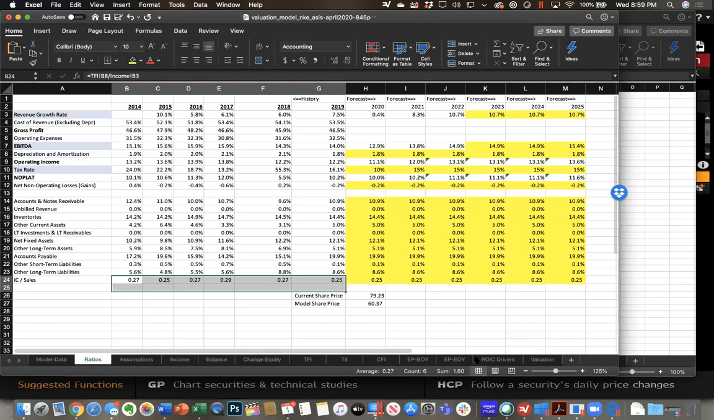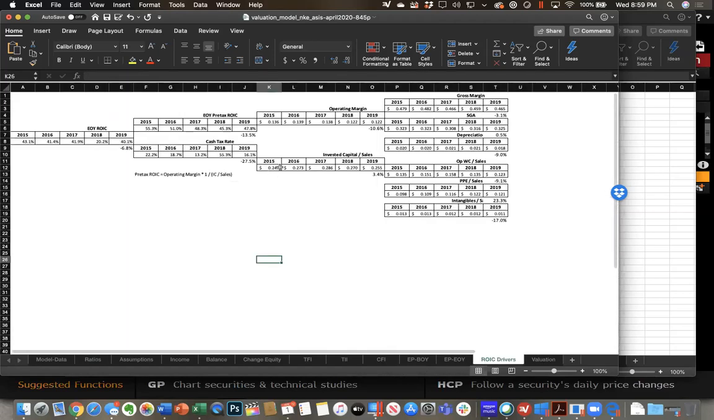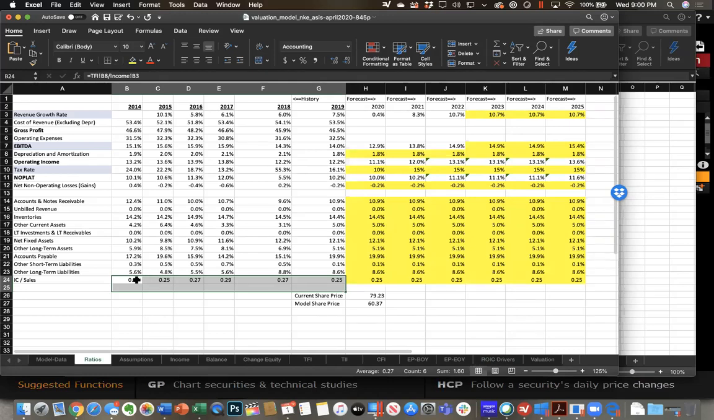This came from the tree. That's the invested capital to sales ratio. So historically, their invested capital as a percentage of sales has been 27, 25, 27, 29, 27. Right now, based on these balance sheet ratios, it's 25 cents per dollar of revenue. So what it tells me is I probably don't need to change these balance sheet ratios, because they have about the level of productivity they have now, and it's been in the range they've had historically.